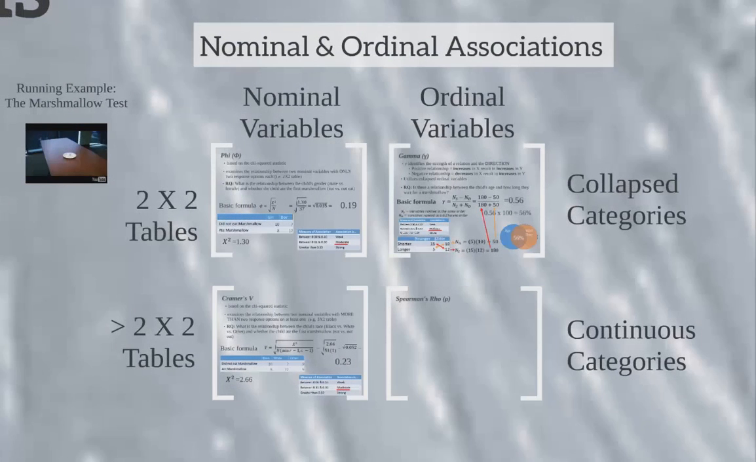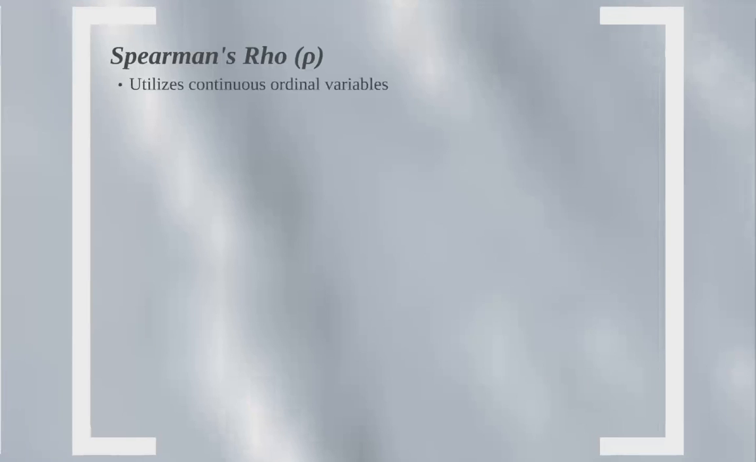So now let's take a look at our final statistic here, which is Spearman's rho. And so we'll use Spearman's rho when we have ordinal variables that are continuous categories, right? You'll see what I mean here in a second. So again, Spearman's rho utilizes continuous ordinal variables.